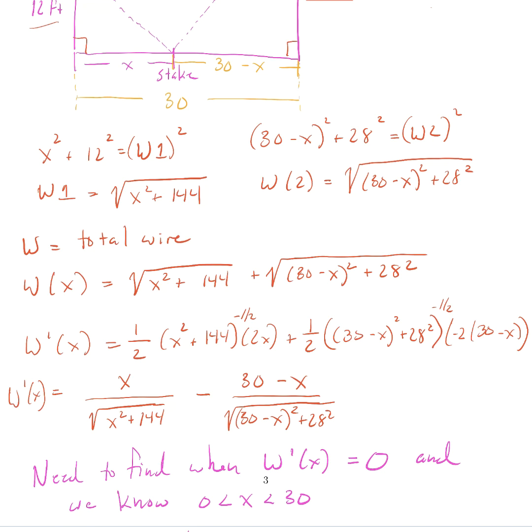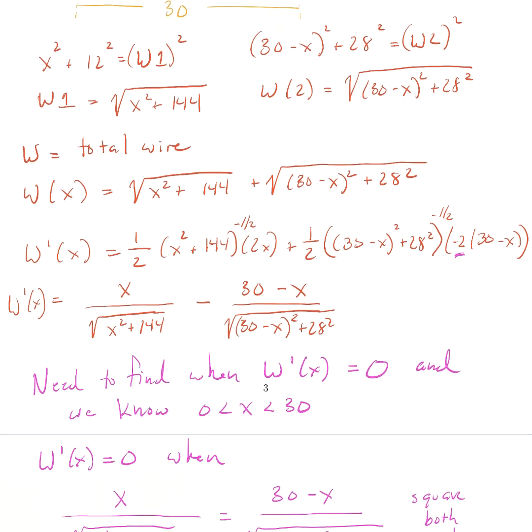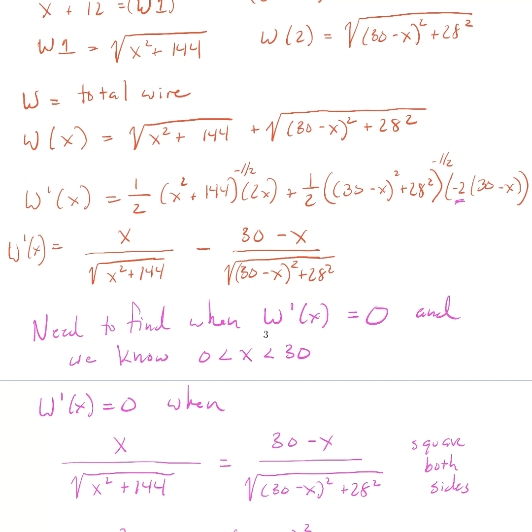So we take the derivative using the chain rule a couple of times. Here we're going to need the chain rule. So there is the derivative. We have to be a little bit careful with the chain rule here when we take the derivative of that thing inside. The derivative of 30 minus x is negative 1. That's where this negative 2 comes from. That's going to be key. So we simplify these things a little bit to get this new expression for w prime.